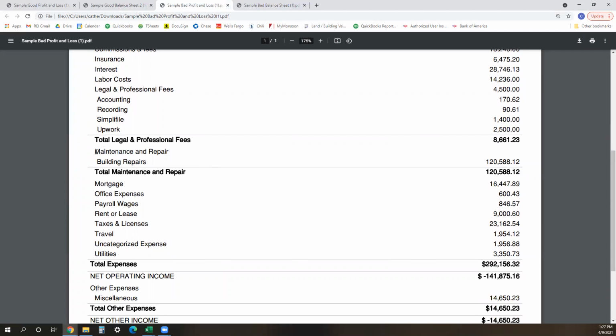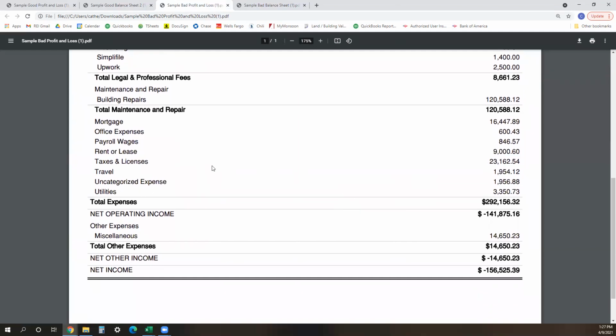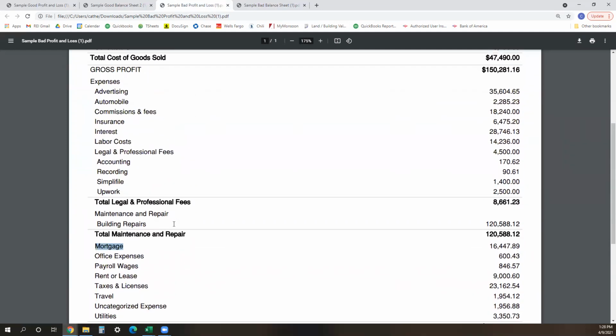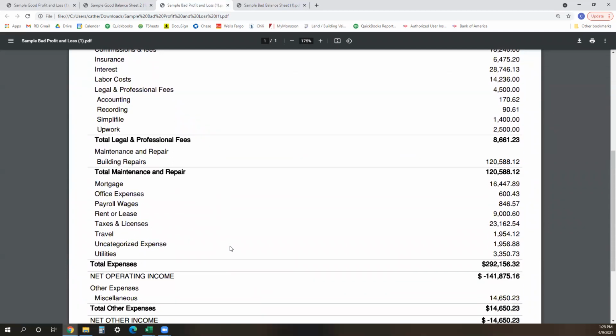Same thing here, maintenance and repair. This is building repairs. Probably should be on as a cost of goods sold for the cost of rehab or the cost of labor. There also is a sort of duplicate account on here, mortgage and interest. If you have a mortgage account on here, hopefully it's mortgage insurance or something like that, but investors usually don't pay that. So usually everything would be in the interest cost of goods sold, and mortgage, if you are paying principal, will hit your loans on your balance sheet instead of your profit and loss.